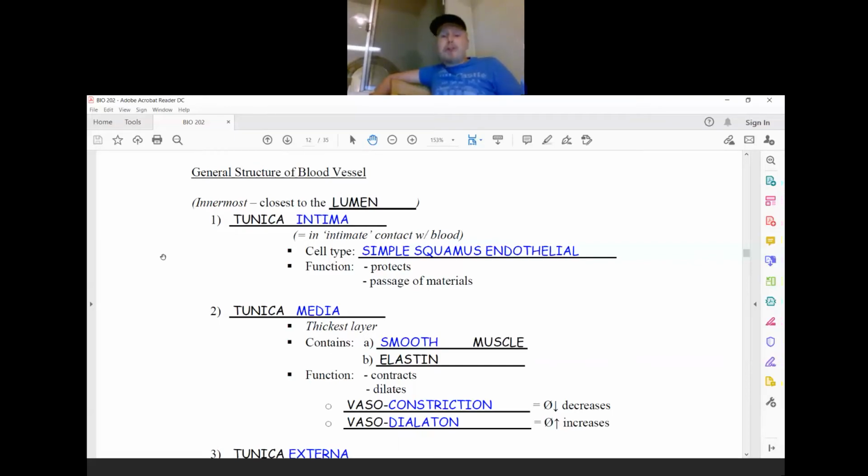And the proportions of these change depending on the kind of vessel that we're looking at. The function of that is the tunica media is able to contract and dilate, so change in terms of its diameter as needed. And we remember vasoconstriction referred to when the diameter of the blood vessel decreased, and vasodilation when the diameter of the blood vessel increases, grows.